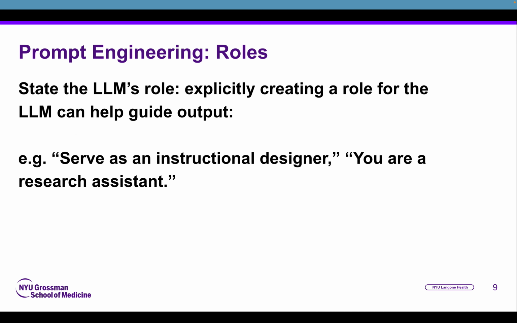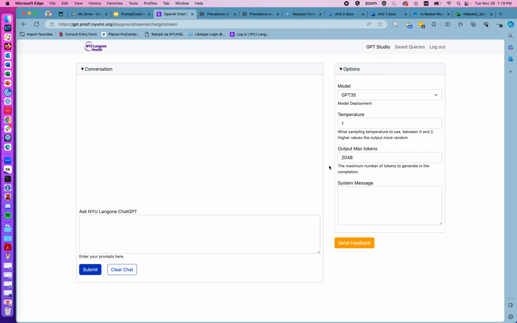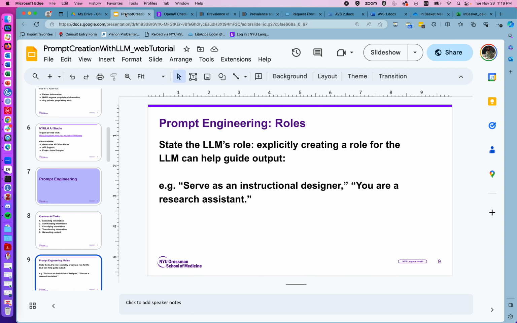One of the first ways that we can really assist the AI to assist us in achieving success is to define roles for the chat tool that we're working with. So this can mean stating the role explicitly, saying how we want the LLM to help us in its output. So examples might be to say, serve as an instructional designer, or you are a research assistant. This can be a great place to work with the AI Studio's system message over here, where you can really spell out that key feature for how you want the AI to respond.